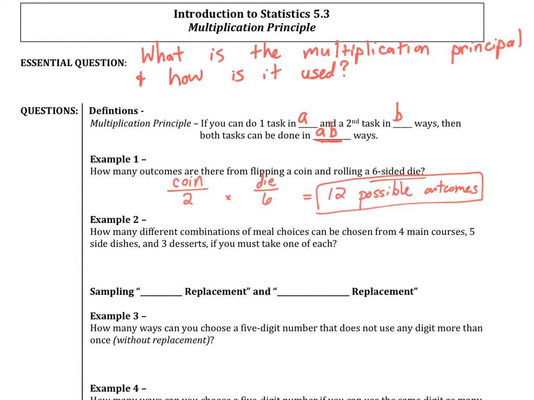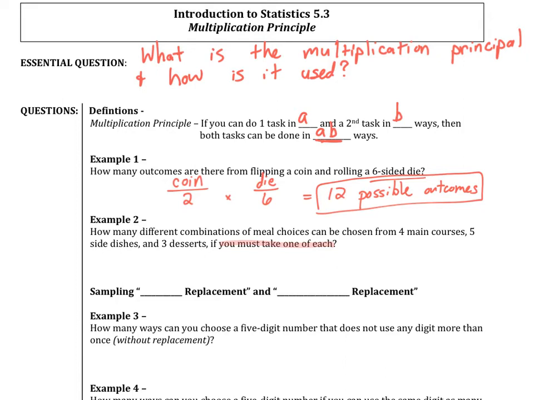Okay, then we have example 2. How many different combinations of meal choices can be chosen from 4 main courses and 5 side dishes and 3 desserts? So there's 4 main courses, there's 5 side dishes, and there's 3 desserts. And it says you must take one of each. Okay, it's not like I can take 2 main courses and 0 side dishes, or 1 main course and 4 side dishes. It's one of each.